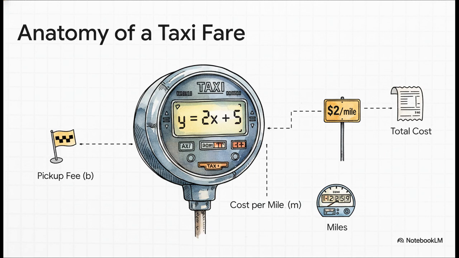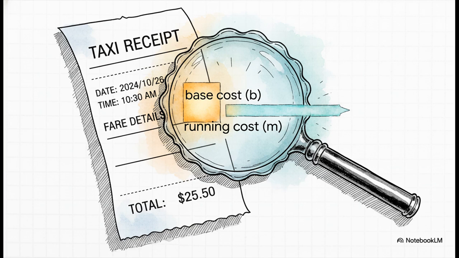The pickup fee, let's say it's $5, that's your fixed starting point. That's our b. The cost per mile, we'll say it's $2, that's your rate of change. That's your slope, m. So the total cost, y, is just 2 times the number of miles, x, plus that initial $5 fee. See? Y equals 2x plus 5. And that's the superpower. That's why this is so cool. When you write it out this way, you can instantly see the two most important parts of the price, the one-time fixed cost and the variable cost that changes depending on how far you actually go.